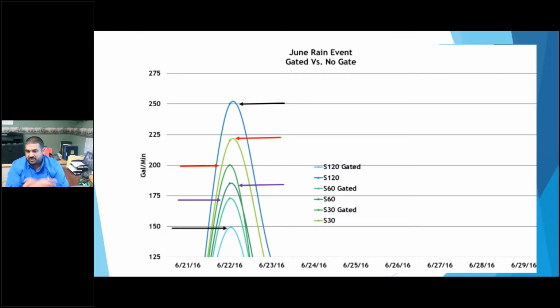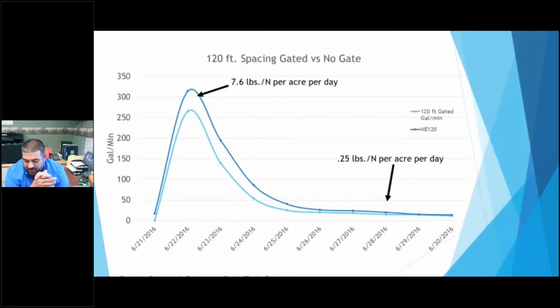And if we go to the next slide, one of the things that was kind of surprising is how quickly in our systems the peak flow was dropping off after these big rain events. And then when we go back and look at the nitrate samples we took at each one of those intervals to look at nitrate concentration, we realized during that peak flow we were losing about 8 pounds of nitrogen per acre per day at that flow rate.